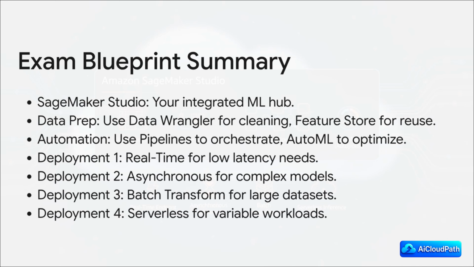Let's lock it in. SageMaker Studio, that's your home base. Data prep, Data Wrangler cleans it, Feature Store reuses it. Automation, Pipelines orchestrates, AutoML optimizes. And deployment, you've got 4 choices. Real-time for speed, Asynchronous for big jobs, Batch Transform for huge datasets, and Serverless for spiky traffic. That's it. That's the mental map you need for the exam.